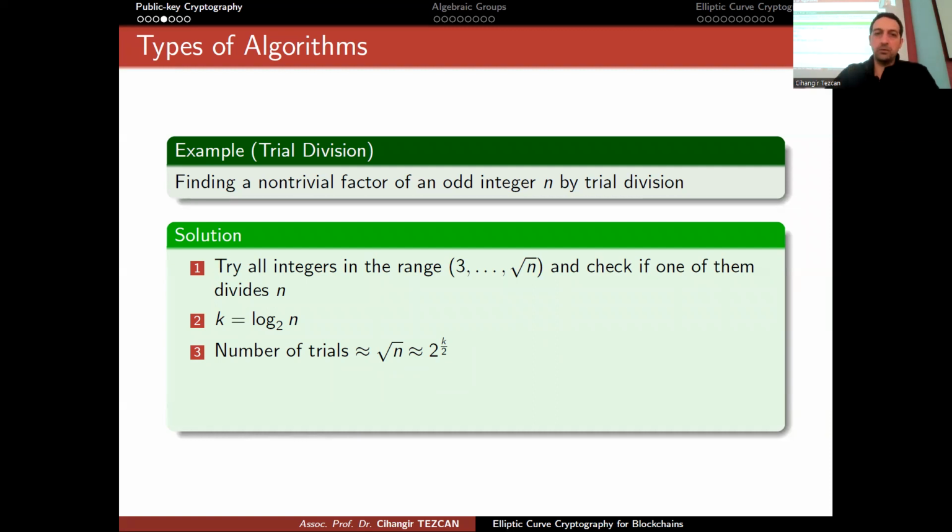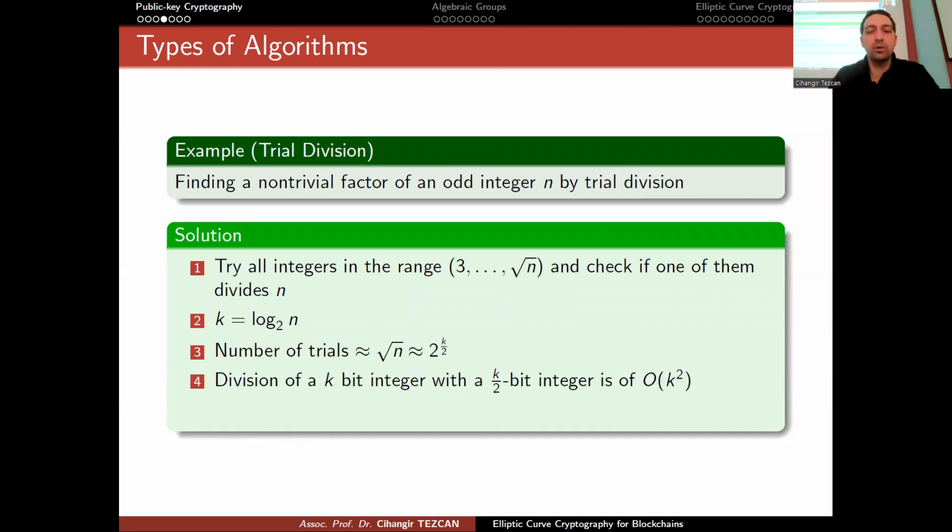I'm not going to show or prove how it is, but you can see a very good example in Koblitz's book. The main idea is that division of a k-bit integer by a k over 2-bit integer, I say k over 2 because we are considering numbers less than or equal to the square root of n. If n is k-bit, then the square root of n is k over 2-bit, right? So division of a k-bit integer by a k over 2-bit integer is O(k squared). So it is a polynomial time algorithm when you perform a division.